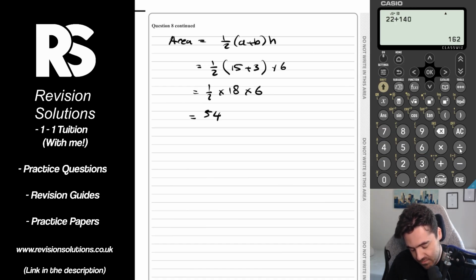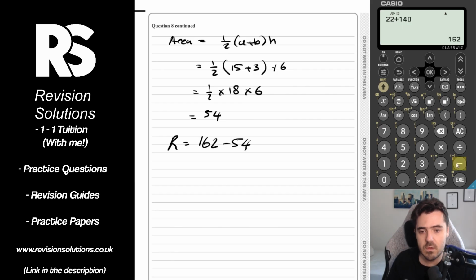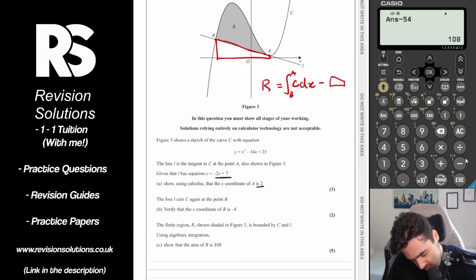And then finishing off, we subtract that from our integral. So the integral we had was 162 minus 54. That gives us 108, which was what they asked for.